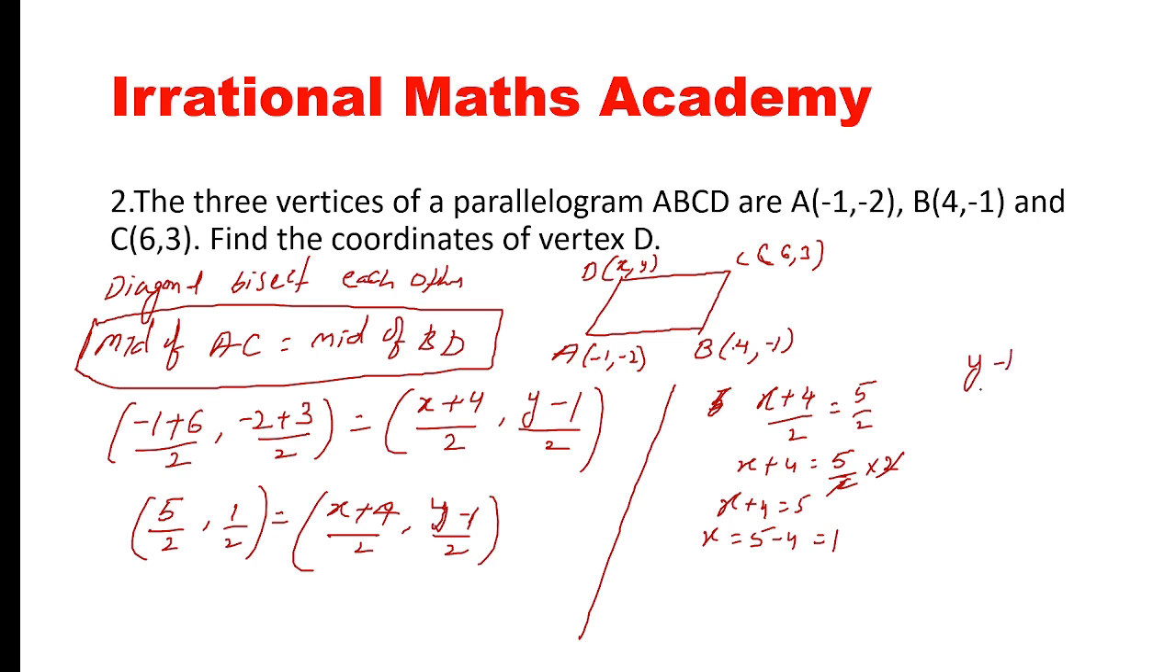So (y - 1)/2 equal to 1/2. Okay, it is in division, right? If I take that side, it becomes multiplication, right? 2 ones are 2. So y minus 1 equal to 1. Y equal to 1 plus 1 equal to 2. I got y coordinate as 2. So my D coordinates are (1, 2).